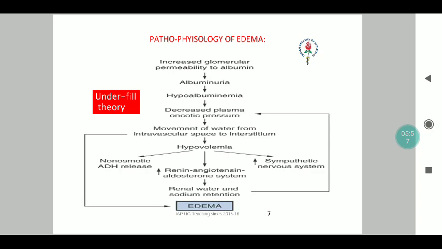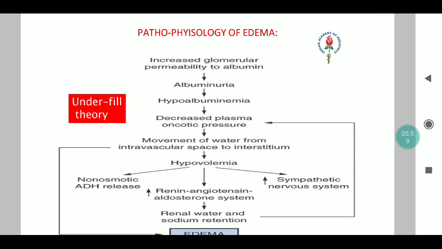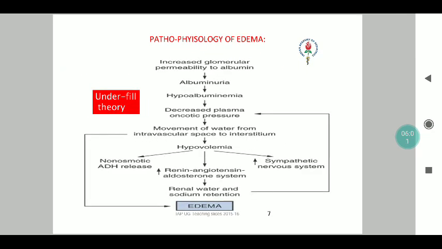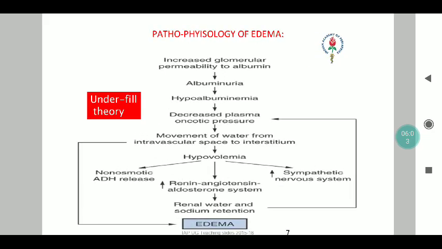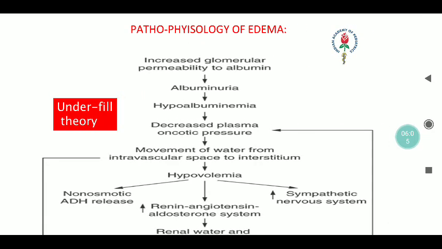Now coming to the edema component. There are two theories here. One is called underfill and one is called overfill. So we already saw that there is an increased permeability of the glomerulus to albumin. It is explained on the basis of the negative charge. As a result of that, there is an excessive loss. Excessive loss means reduced serum level unless it is replaced. So that causes hypoalbuminemia.